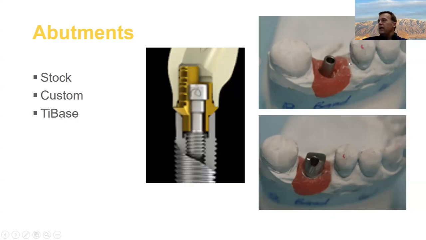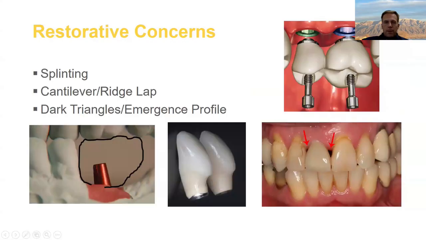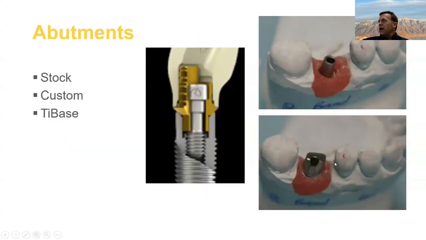Now, it used to be that these were more affordable, but it's gotten to where at most labs you're paying the same price for both of these. And so I would say you're always going to get a better result with a custom abutment, because you get nice tissue forming and a better emergence. You can see this case is going to have much smaller dark triangles than this one.